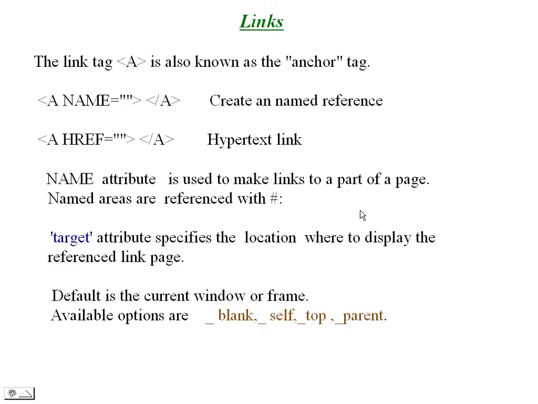Now we will see how to create links. As the name implies, these are used to make a link to a part of a page or to another page. The link tag A is also known as the anchor tag. Here are the two examples. The first example makes a link to a part of the page, and this example makes a link to another page.